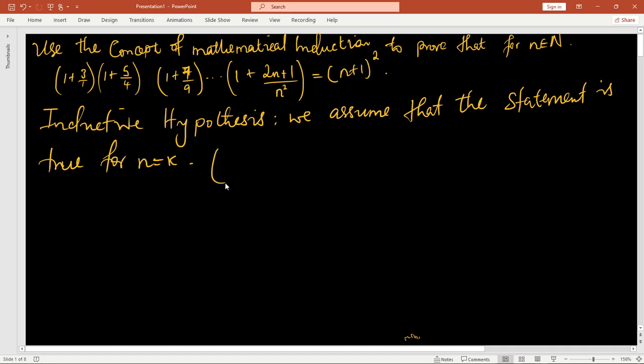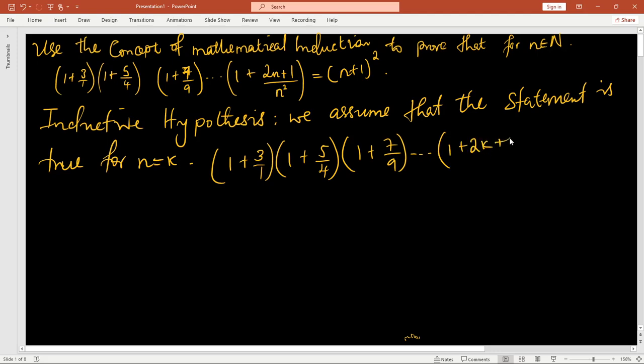So here we're going to have 1 plus 3 over 1 multiplied by 1 plus 5 over 4 multiplied by 1 plus 7 over 9, and open brackets 1 plus, where there's n now, we substitute the k, so (k plus 1) divided by k squared. We close here, and on this side here we have (k plus 1) squared. Alright, so this is the only thing that we get to do under the inductive hypothesis. So this is our second step there.